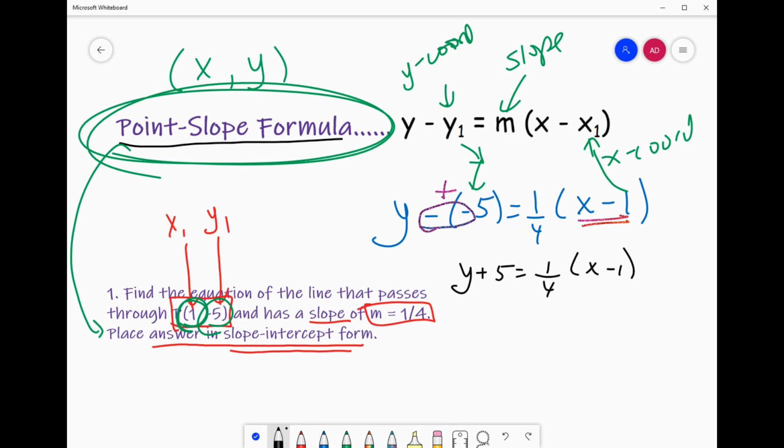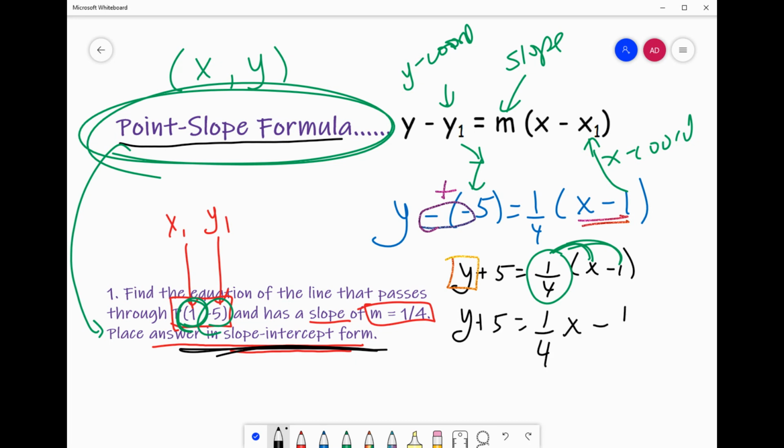Okay, now here we are. Now, put this in slope-intercept form. To put it in slope-intercept form, you're basically just going to get the y by itself. How are you going to do that? Well, you're going to distribute first. I always say if math was a movie, it would be an action film because the distributive property is so action-packed. I get y plus 5 equals 1/4 x minus 1/4. Check out what I did. I took the quarter and distributed it to both of those terms.